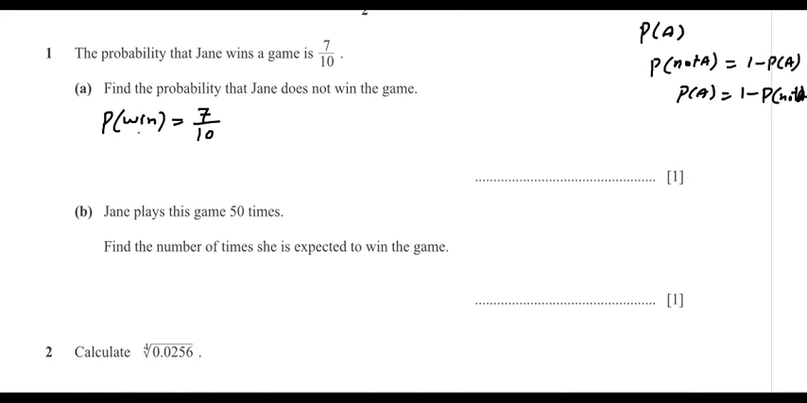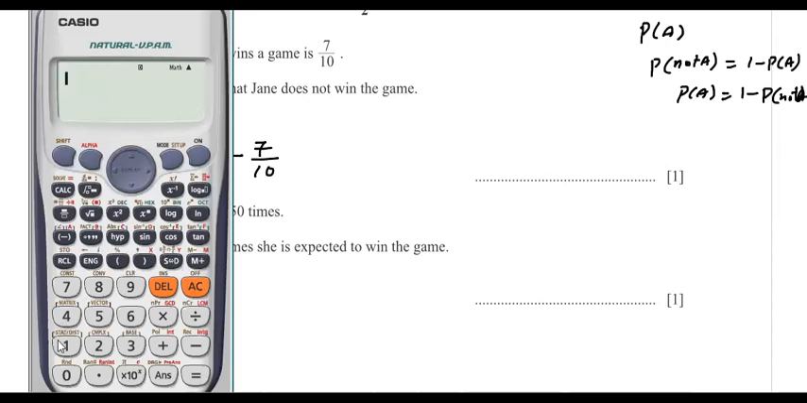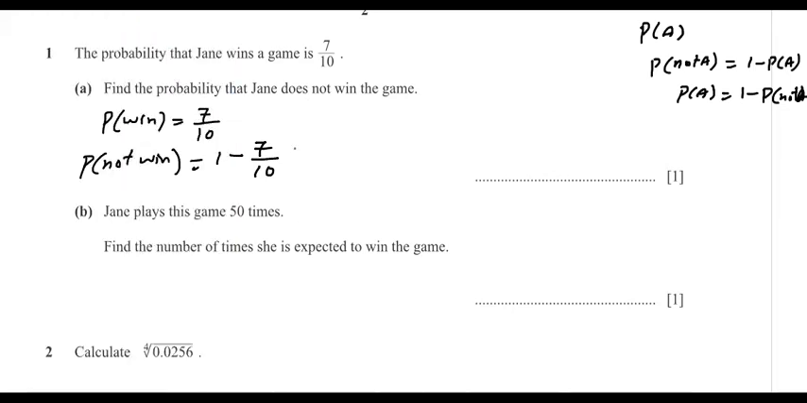You have the probability of winning, so what will the probability of not winning be? It will be 1 minus 7/10, the probability of not winning. 1 minus 7/10. That is 3/10. So 3/10.